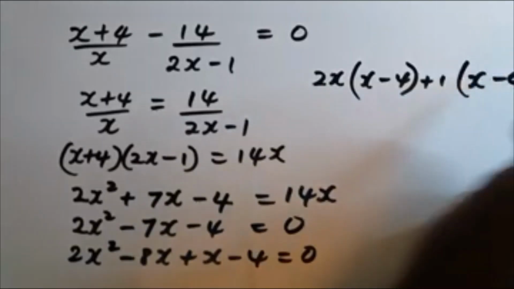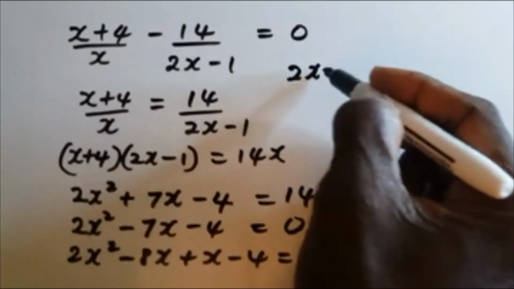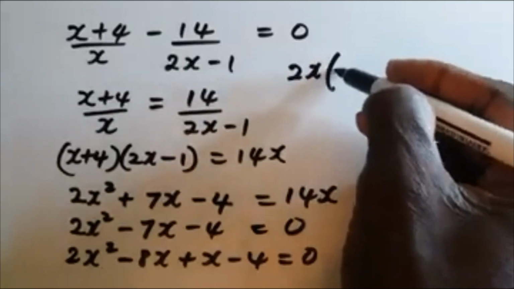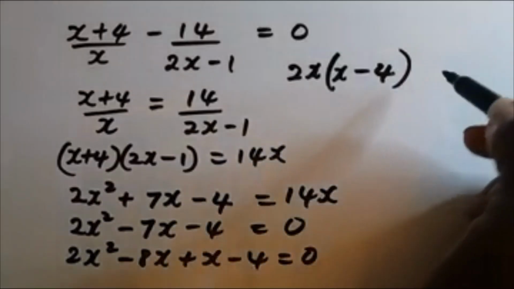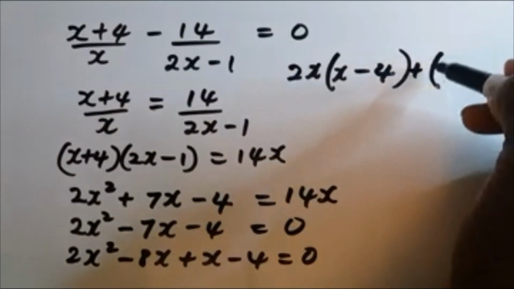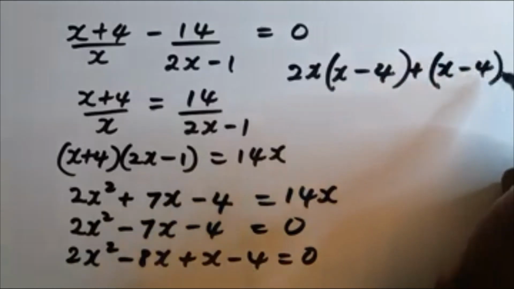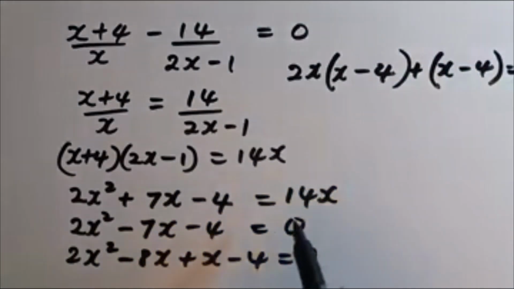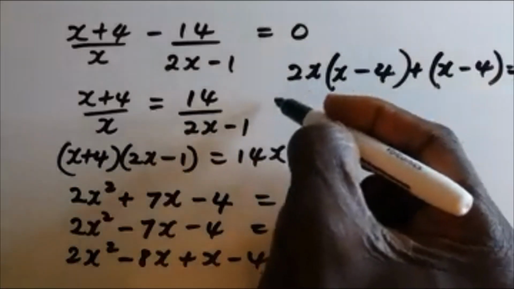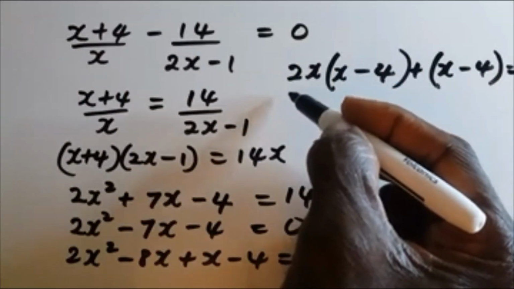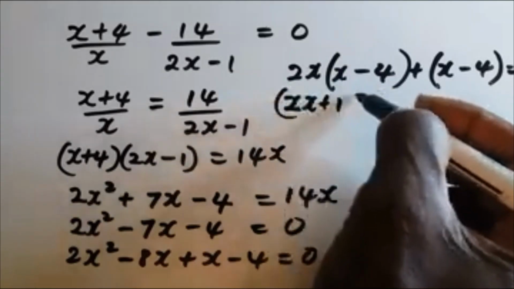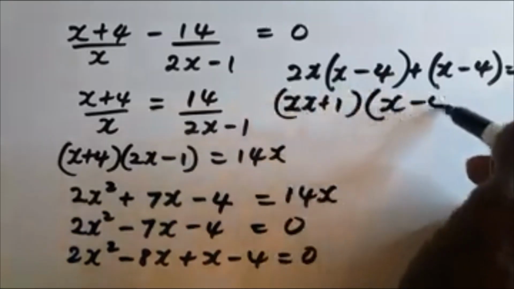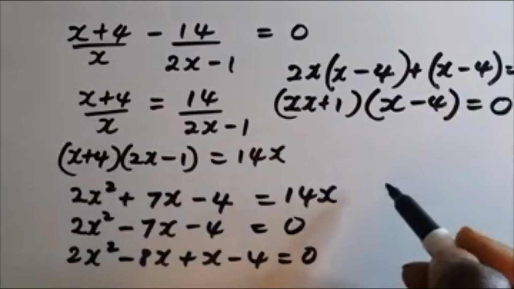That's equal to, let's rewrite that, 2x into x minus 4. That will give you 2x squared minus 8x. Add x minus 4, and it is equal to 0. Now again we factorise here to give us 2x add 1 into x minus 4, that's equal to 0.